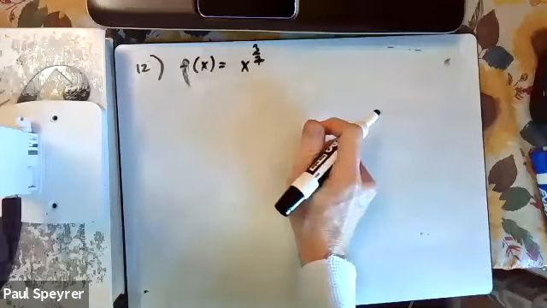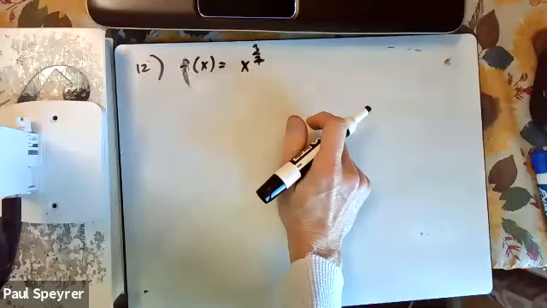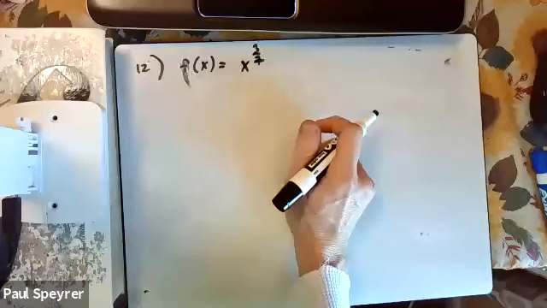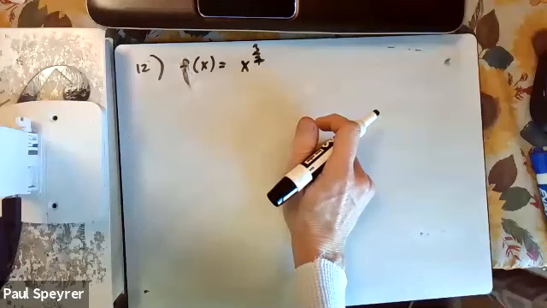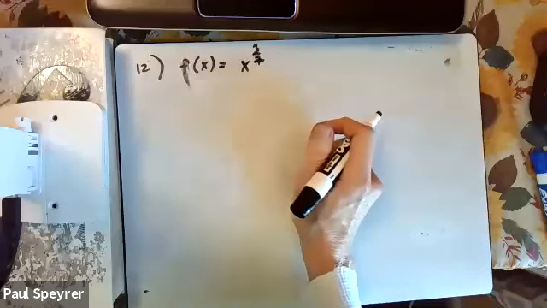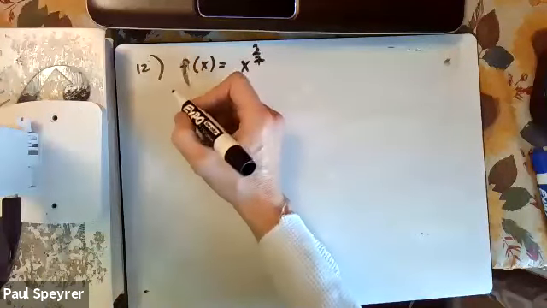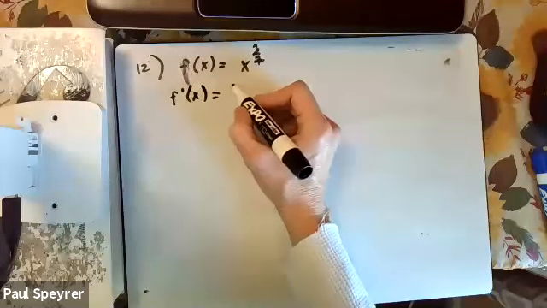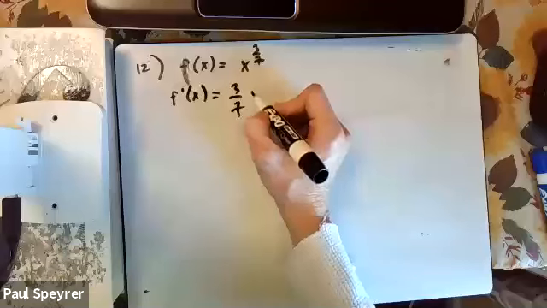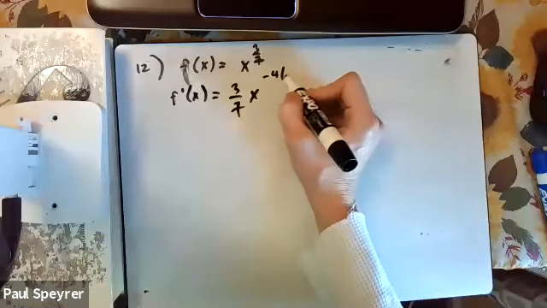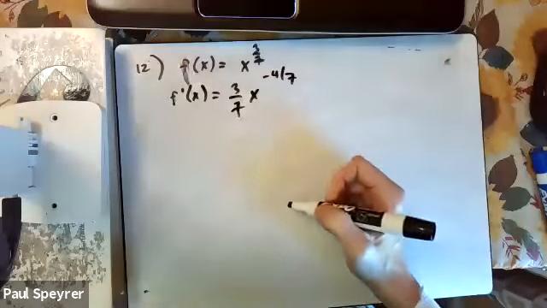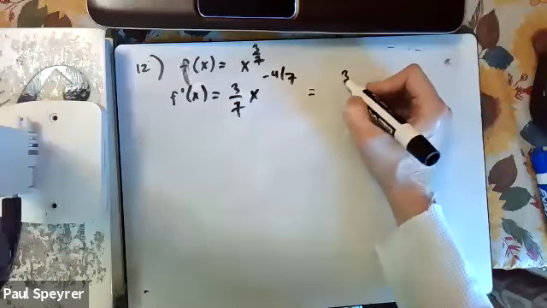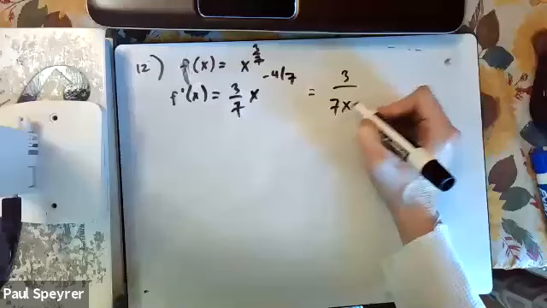All right, so x to the 3/7 right here. So first, we've got to find that first derivative, right? f prime of x. What is that going to be? 3/7 x to the negative 4/7, right? Because you're going 1 minus that right there. So this is like saying 3/7 x to the 4/7.